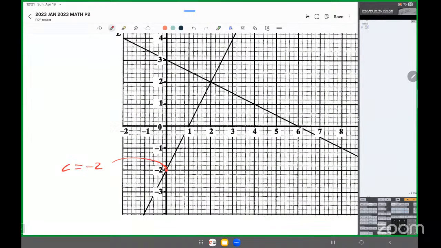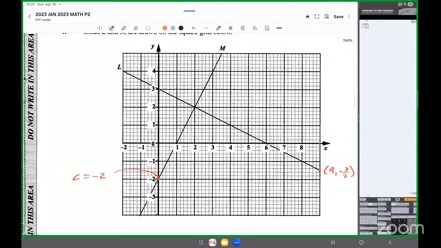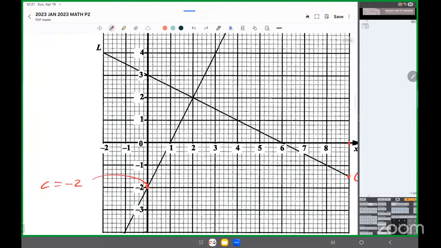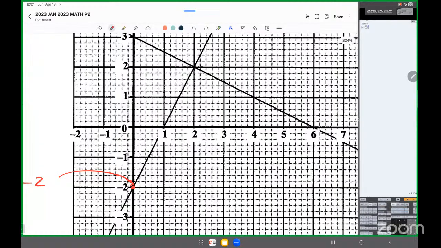They want the gradient. To get the gradient, you want to find the rise and the run, right? So let's say we're using any 2 points on line M that you know the coordinates for sure. Let's say we're using this point to this point. You count the rise and count the run. What is the rise here? So the rise here is 2 units. So rise 2. And then this is 1 unit. You run 1.